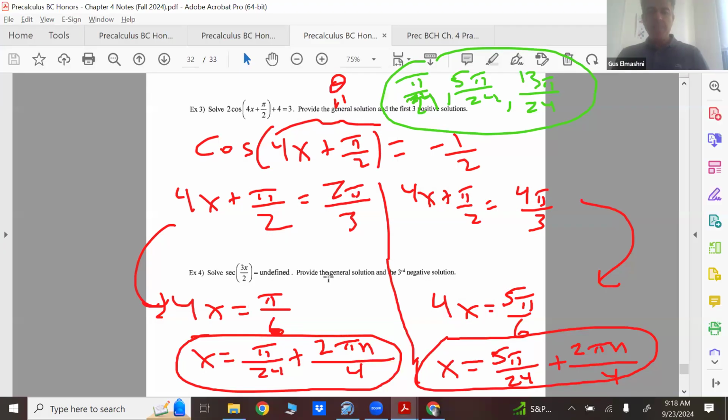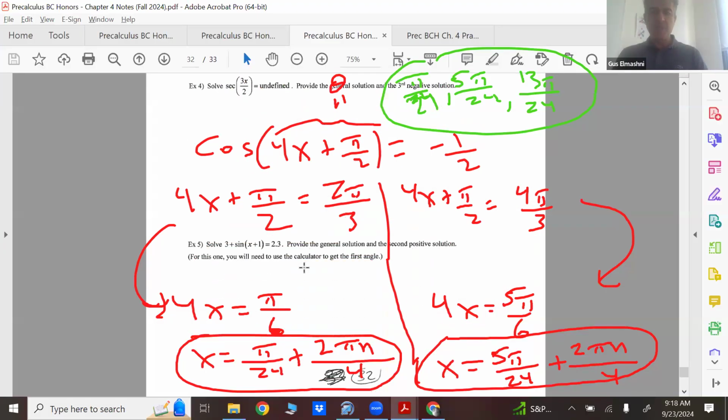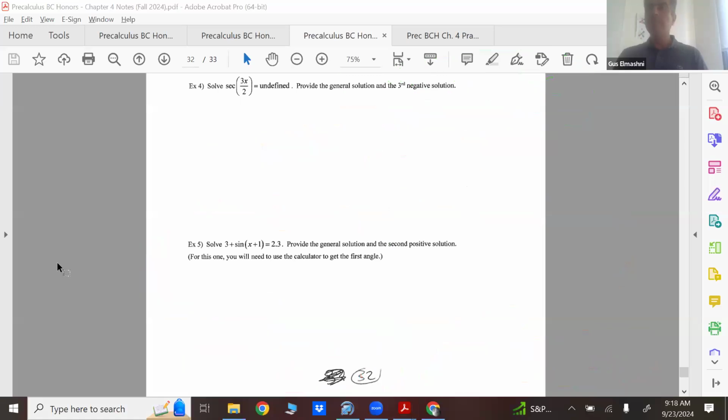Okay. Let's keep moving. Say, go ahead. We just need to pick the first three positive solutions. Do those include pi over 24 and 5 pi over 24? They do, 100% they do, because they're positive, yes. But with the previous problem, we had negative answers because the general solution had positive answers. So we had to find 3 new ones, right?